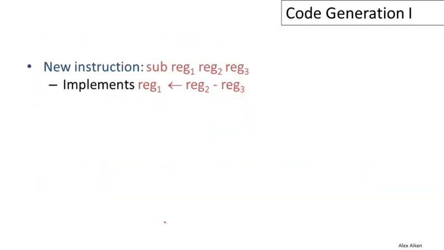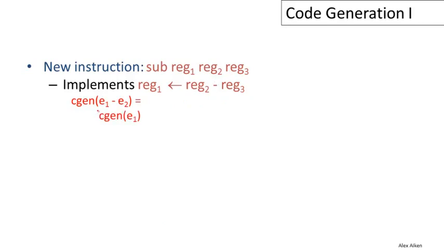All right, so let's consider another new instruction. Let's add the subtraction instruction. And this is just like the addition instruction, so sub just subtracts two registers instead of adding them. And code generation then for a subtraction expression will, as you might imagine, look an awful lot like code generation for a plus expression. So what do we have?